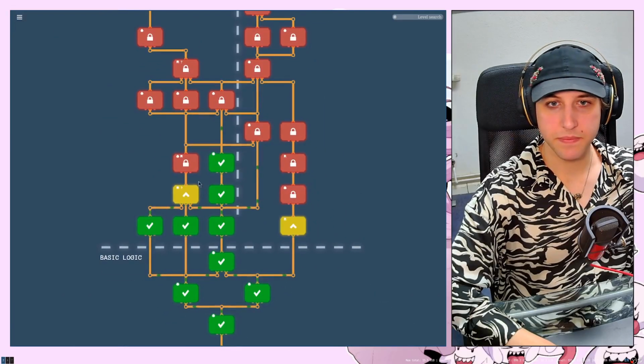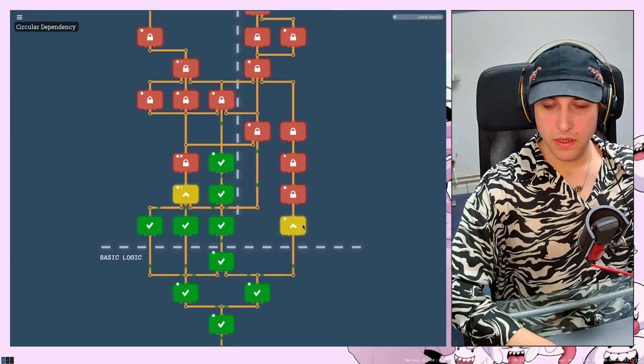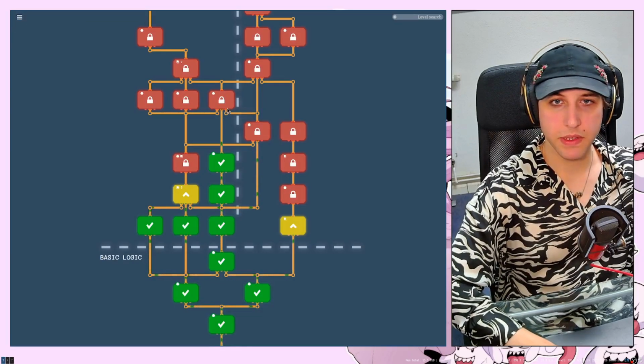Adding bytes is going to be the next level in this series. What we are taking a look at now is the circular dependency.